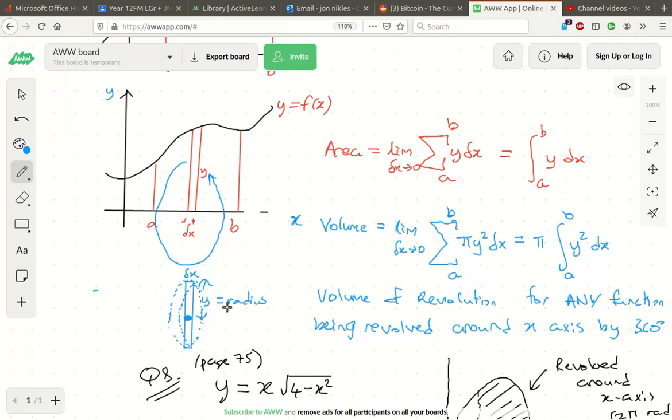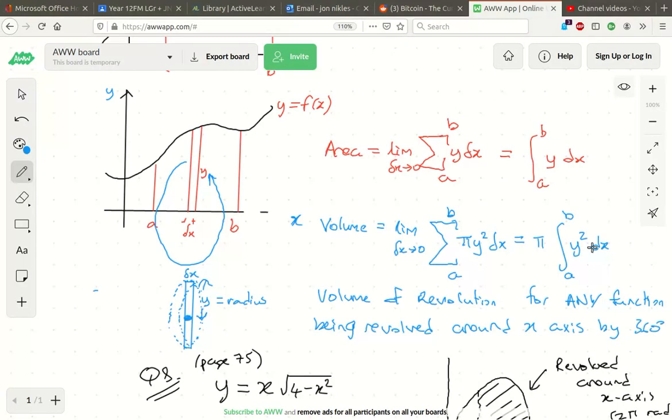Now, what's going to be the radius of my disc? It's going to be y. And how am I going to work out the volume of the disc? Well, surely it's going to be pi y squared multiplied by the height of the disc, because it's basically the formula for a cylinder, so pi r squared h. Well, that's going to be pi y squared dx from a to b. And that's going to give us the integral formula, pi times the integral from the limits of a to b of y squared dx. And that's what you need to know for revolving around the x-axis.